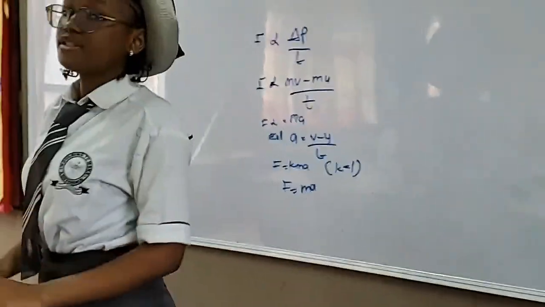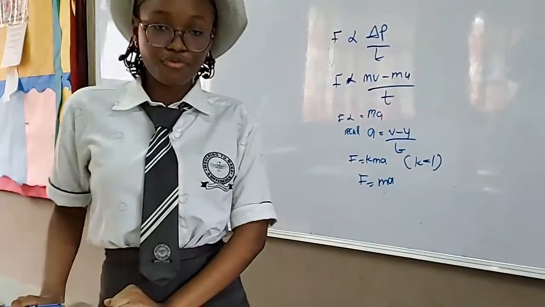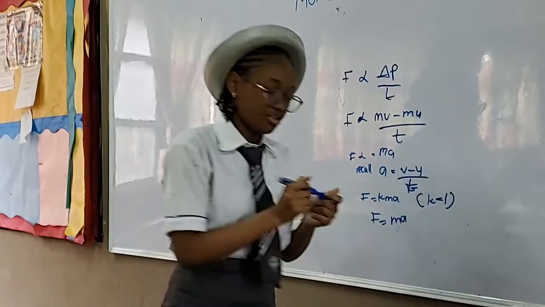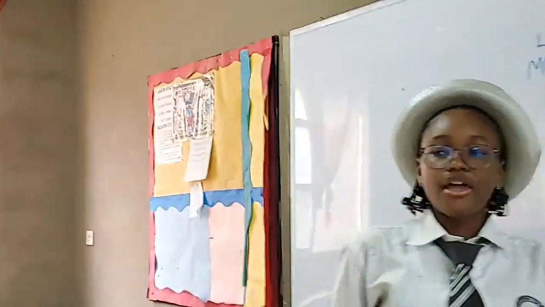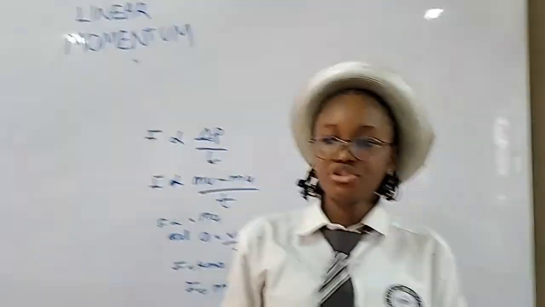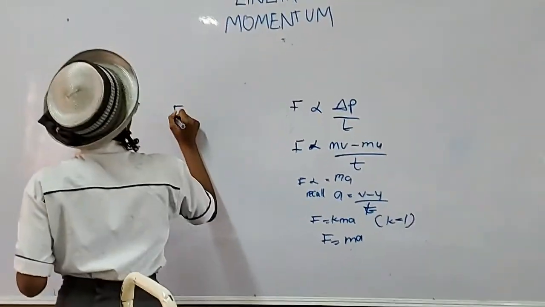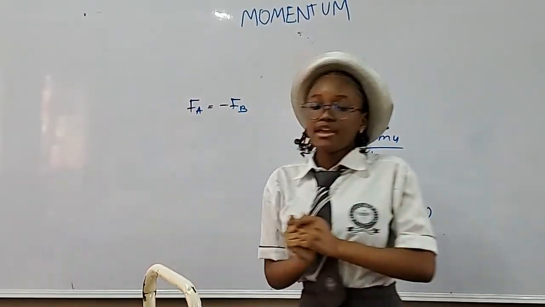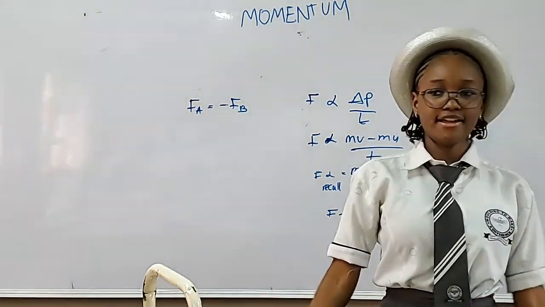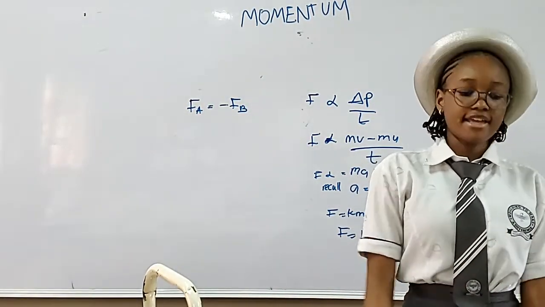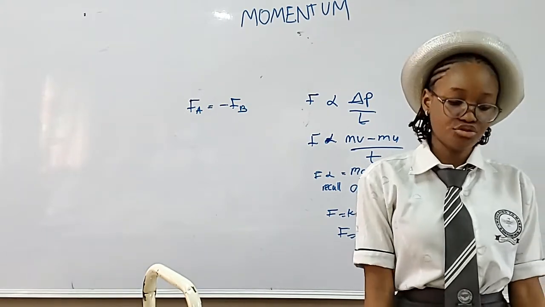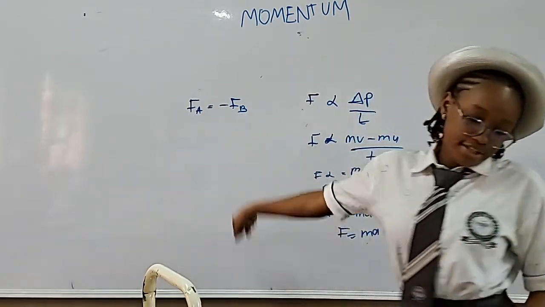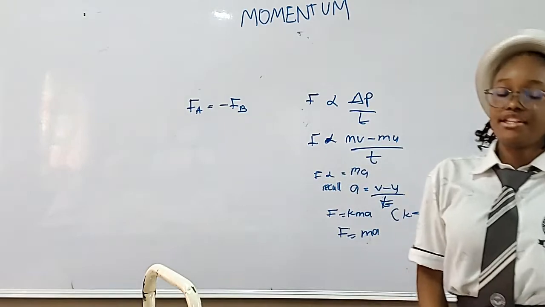The second law gives a measure to force as the product of mass and acceleration. The third law states that every action has an equal and opposite reaction, meaning force A equals minus force B. So as I stand on this podium, I put a force on it, and it also puts a force on me. Fa is the action force, and Fb the reaction force. So, conservation of linear momentum.